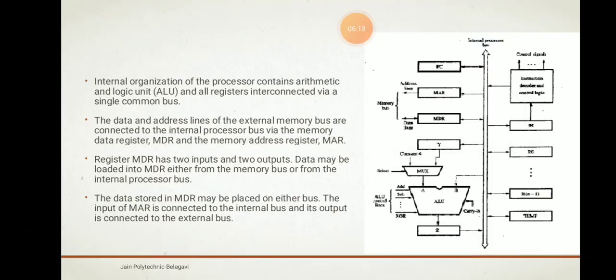Now as shown in the figure, the data and address lines of the external memory are connected to the internal processor by the memory data register, MDR, and the memory address register. The register MDR has two inputs and two outputs. As you can see in the figure, the data may be loaded into the MDR either from the memory bus or from the internal processor bus.